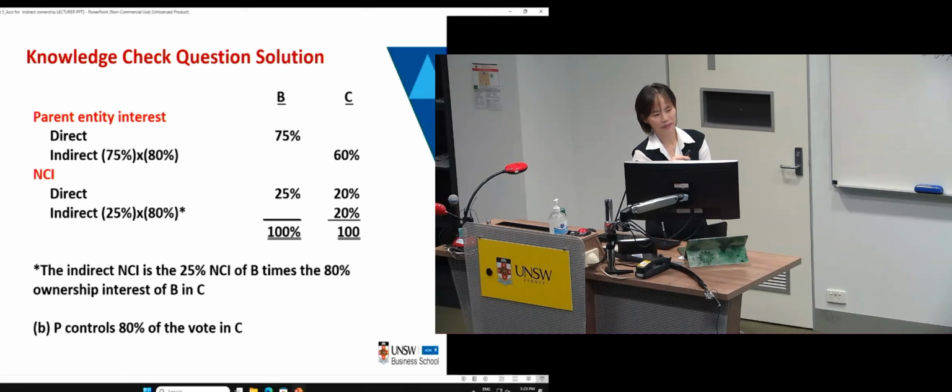This 20% or this 20%? This is 1 minus 80%. B purchased 80% of the shares in C, right? The remaining 20% of the shares in C were held by the NCI party. We call this DNCI because this party directly owns the remaining 20% of the shares in C Limited. Okay?